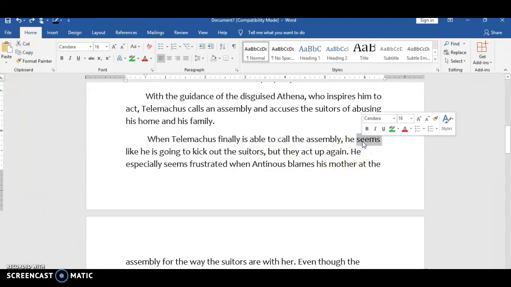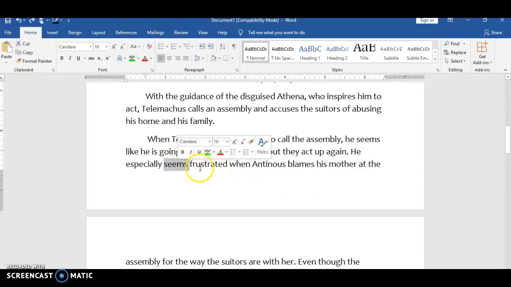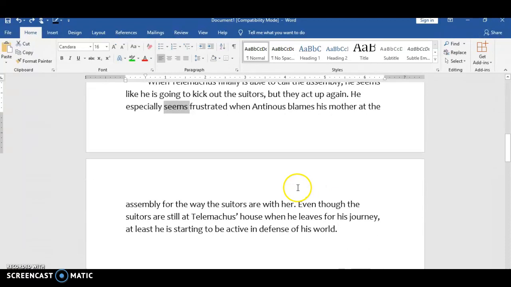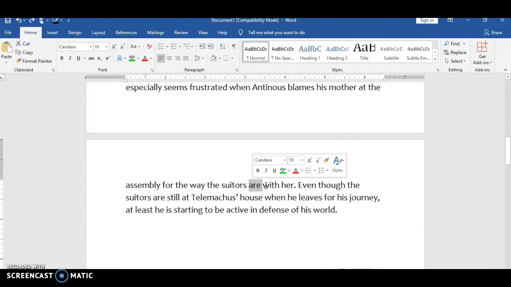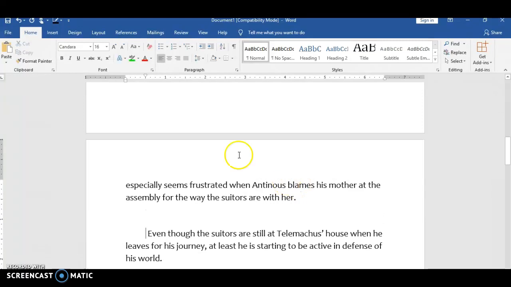But there are other issues here as well. We've got that linking verb seems again. Seems like he is going to kick out the suitors. Now, as you know, this is a helping verb here, not a linking verb, but they act up again. Okay, so let's see if we can do better than that. He especially seems, well, seems is another linking verb, frustrated, when Antinous blames his mother at the assembly for the way the suitors are with her. There's another one of those terrible sentences where essentially we've got a floating linking verb and no predicate noun or predicate adjective to even make the linking verb useful. So let's see what we can do with this couple of sentences.